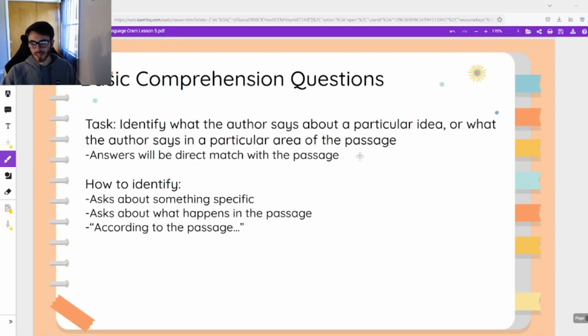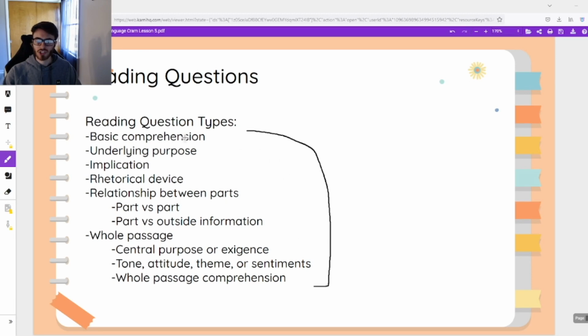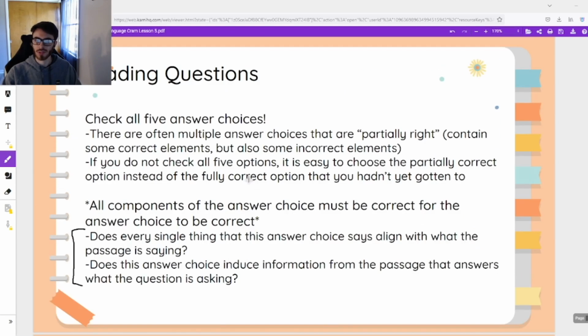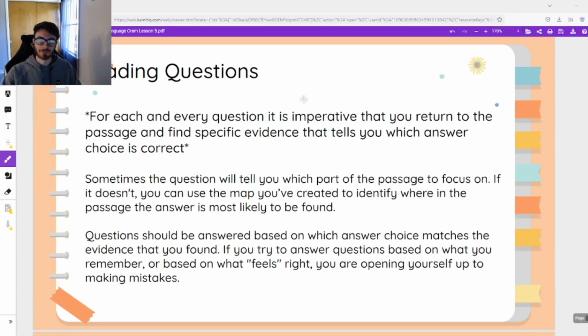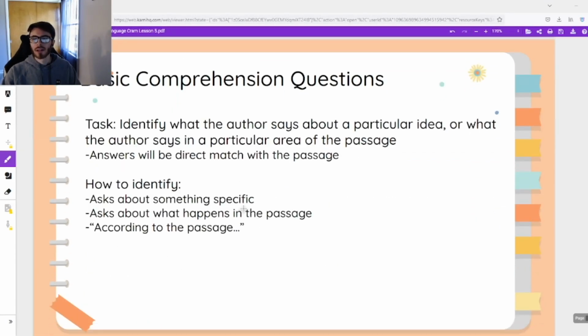So we're going to start with basic comprehension questions. One other thing too. These question types all have slightly different methods, but they all focus on the fundamentals that we talk about, right? They all focus on finding evidence from the passage and matching that evidence to the answer choices. So we'll talk about basic comprehension questions first.